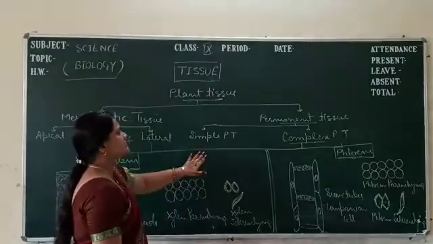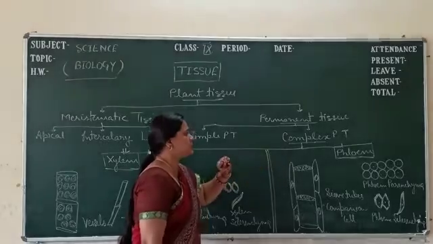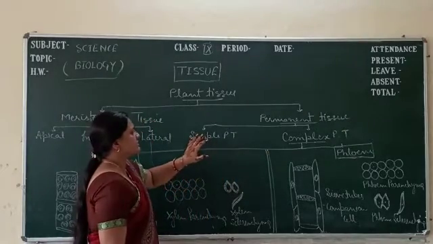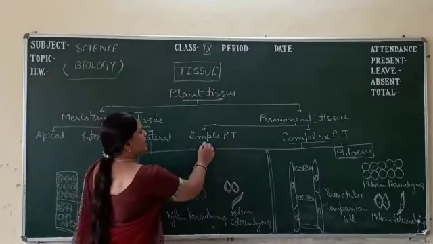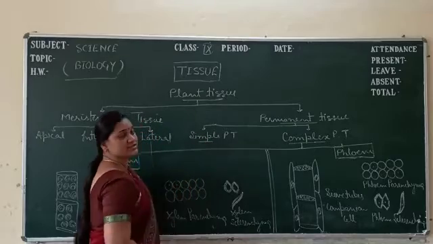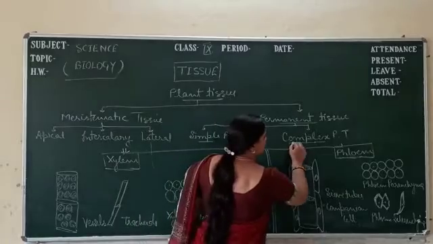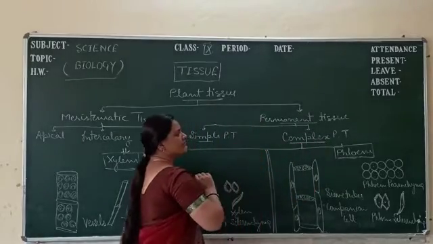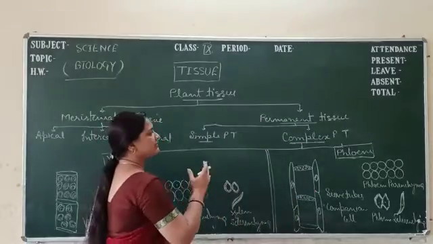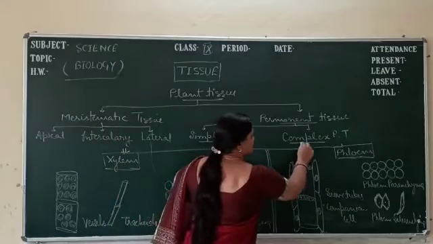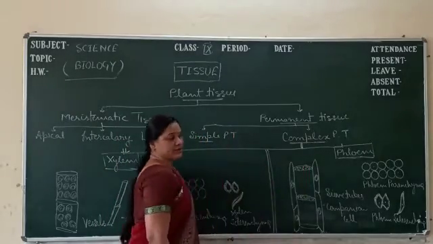What is the difference between simple permanent tissue and complex permanent tissue? The cells of simple permanent tissues are similar in structure, function and origin, while the cells of complex permanent tissues are similar in function and origin, but they are different in structure. So today we will study about the complex permanent tissue.